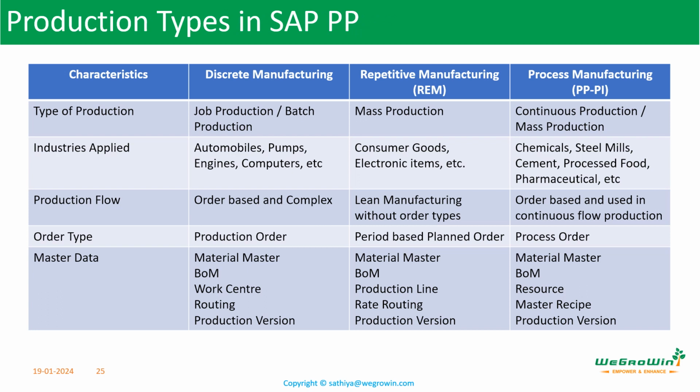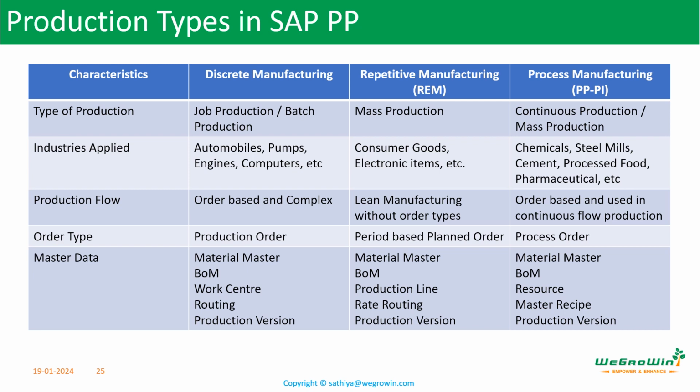All these three types, discrete manufacturing, repetitive manufacturing, and process manufacturing, are based on the nature of the product. Under discrete manufacturing we have job production or batch production. Under repetitive manufacturing, we have mass production. Under process manufacturing, we have continuous production or mass production. These are the classifications in SAP. How can this be applied? For job production and batch production, we can use discrete manufacturing. For mass production, we can use repetitive manufacturing. For continuous production or mass production, we can use process manufacturing.